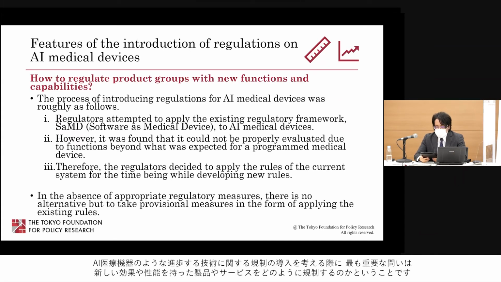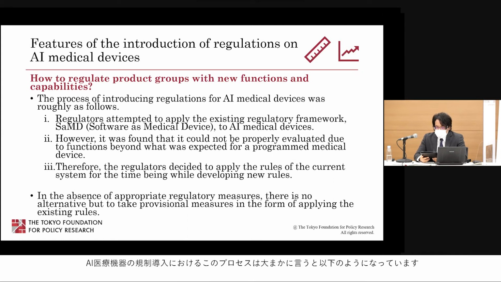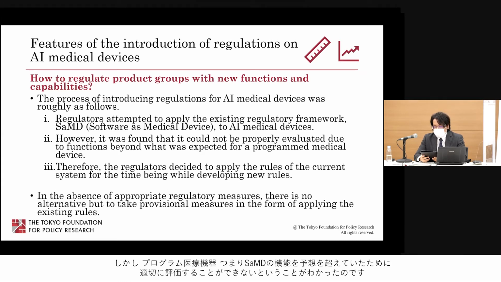The most important question in considering the introduction of regulation for emerging technology such as AI medical devices is how to regulate a group or product with new features and capabilities. The process of introducing regulation for AI medical devices was roughly as follows. Firstly, regulators attempted to apply the existing regulatory framework to AI medical devices. Second, however, it was found that they could not be properly evaluated due to functions beyond what was expected for a software as a medical device, SaMD. Therefore, the regulators decided to apply the rules of the current system for the time being while developing new rules.